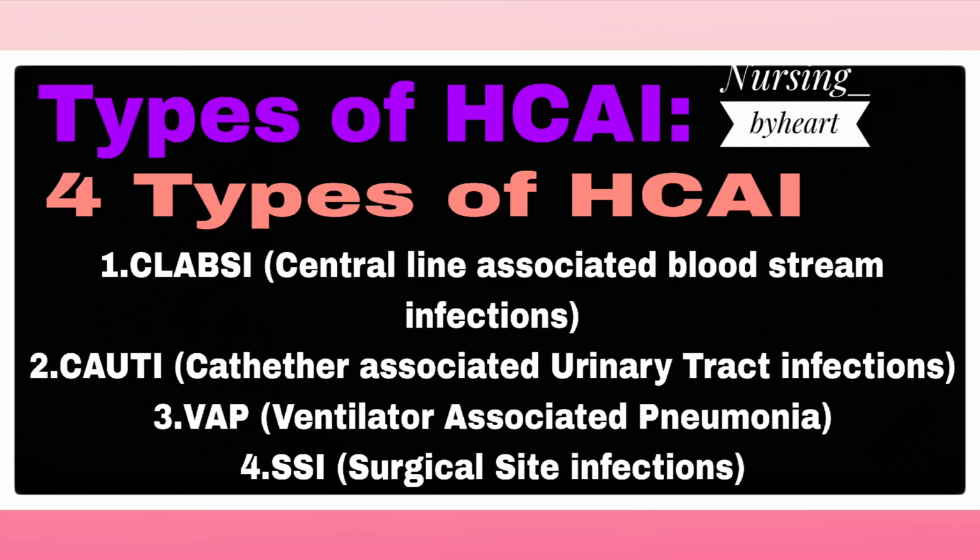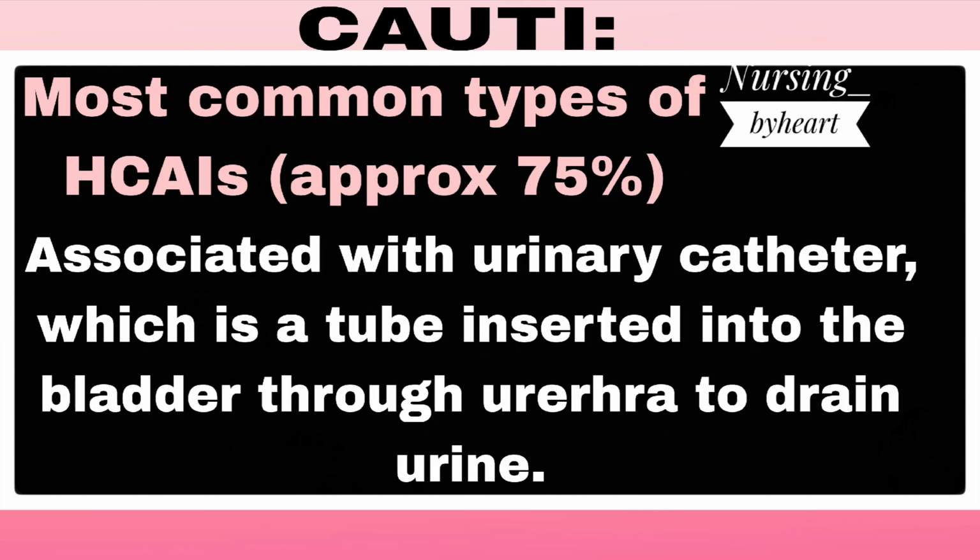There are 4 types of HCAI. First, CLABSI, central line-associated bloodstream infections. Second, CAUTI, catheter-associated urinary tract infections. Third, VAP, ventilator-associated pneumonia. And last is SSI, surgical site infections.